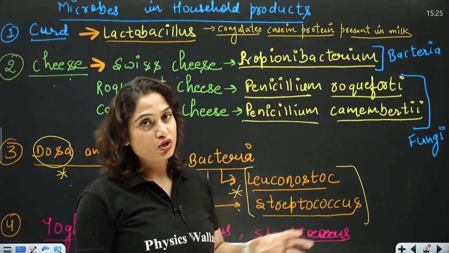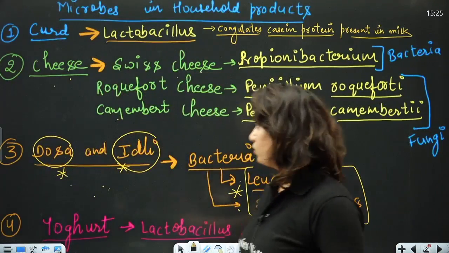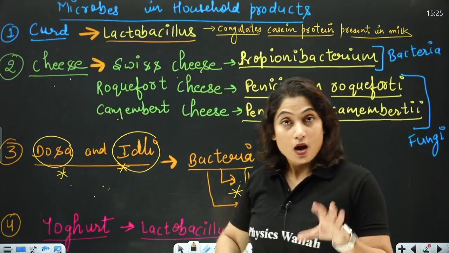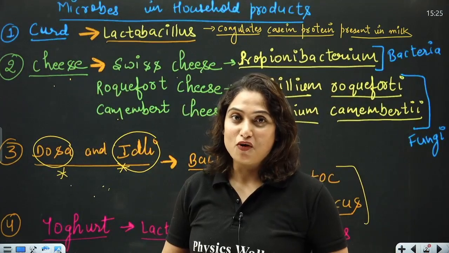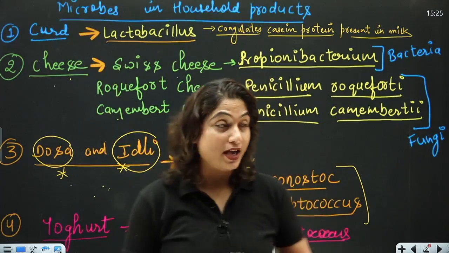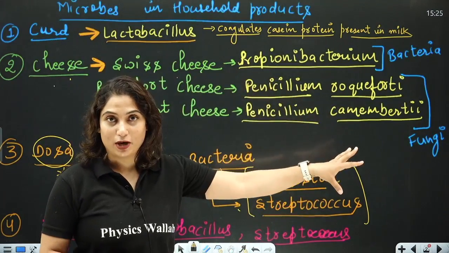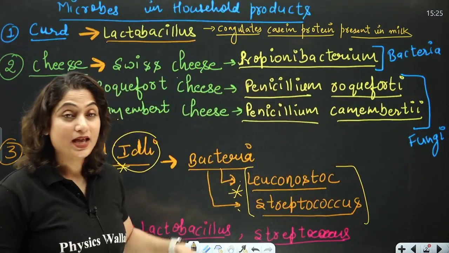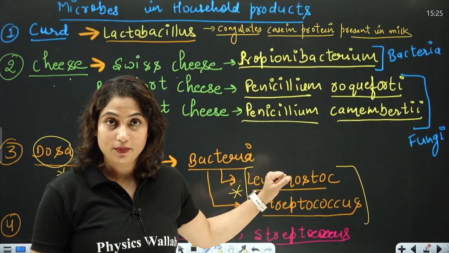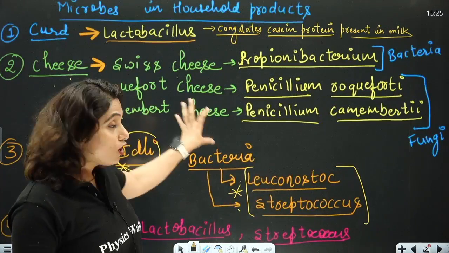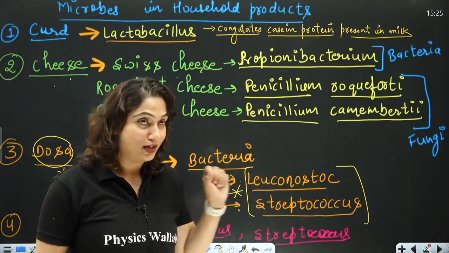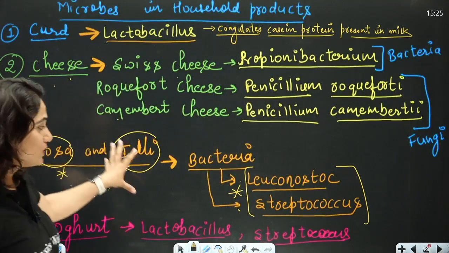Okay, so what kind of question comes from here? The question will say that Roquefort cheese is made by a bacteria. Would that be false or true? It would be false, because the Roquefort cheese is formed with the help of a fungi, and the name is Penicillium roqueforti. So you have to remember this, beta, that Swiss cheese is formed by a bacteria, Propionibacterium, whereas the Roquefort cheese and the Camembert cheese are formed by the fungi Penicillium. Direct question comes, okay?